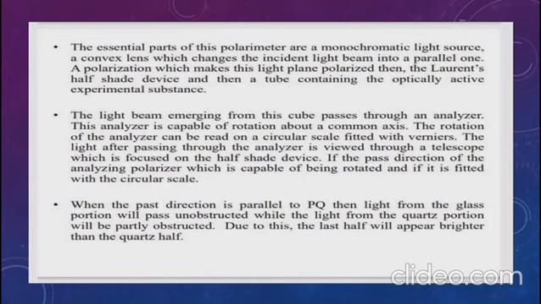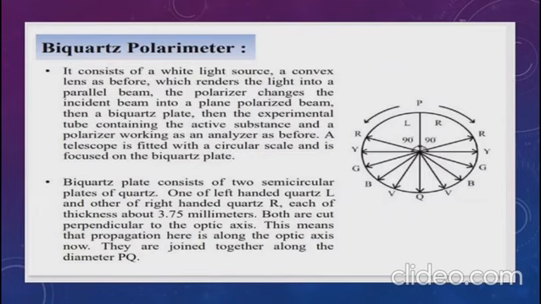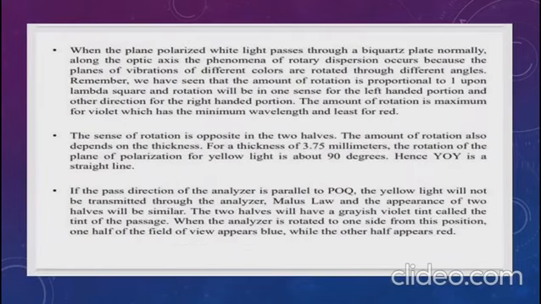Then see the specific rotation formula: S equals theta by LC. This is the important equation for this experiment. Here the temperature is T and the wavelength is denoted as lambda. From the above equation, theta is the rotation produced by the solution tube, L denotes the length of the solution in decimeter units, and C is the concentration of the solution.